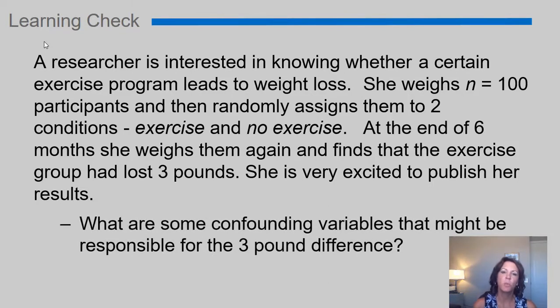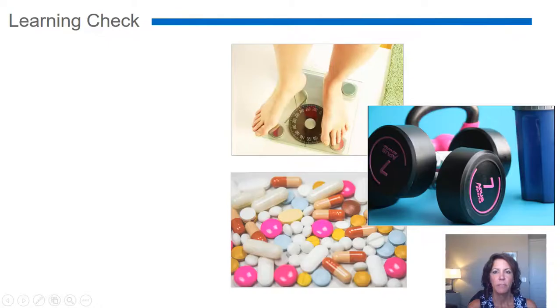But the question is, what are some confounding variables? Things that also might be responsible for the 3-pound difference. Pause the computer and write down some things that you think might be responsible. So let's take a look at some possible confounding variables. Diet is one. It's possible that the people in the no exercise group also were on lower calorie diets. Age is another possibly confounding variable. Were all the people in the exercise group younger? It's easier for people who are younger to lose weight.